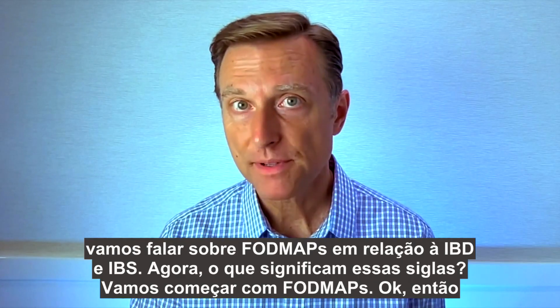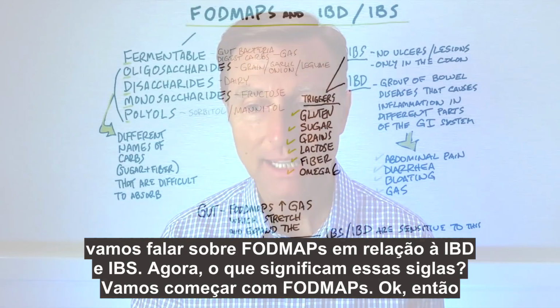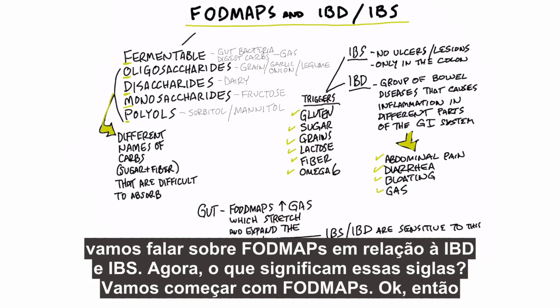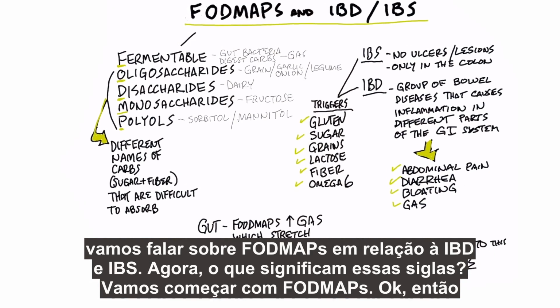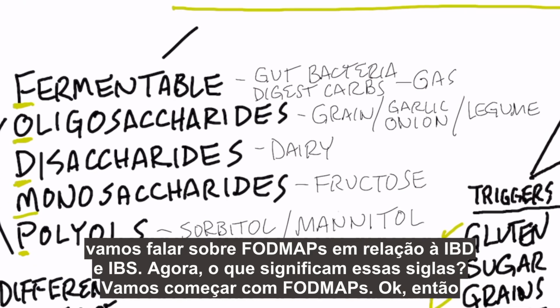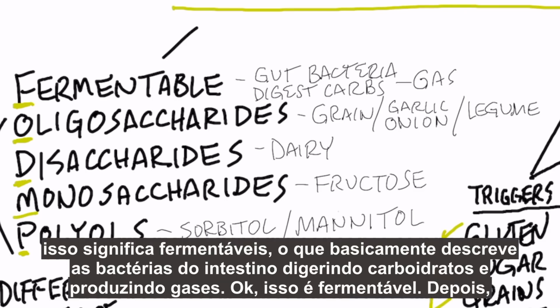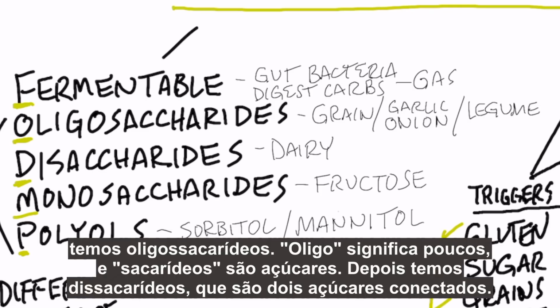Let's talk about FODMAPs in relationship to IBD and IBS. Now, what do these acronyms stand for? Let's start with FODMAPs, okay? So that stands for fermentable, which basically describes the gut bacteria digesting carbohydrates and producing gas, okay? That's fermentable. Then we get oligosaccharides.